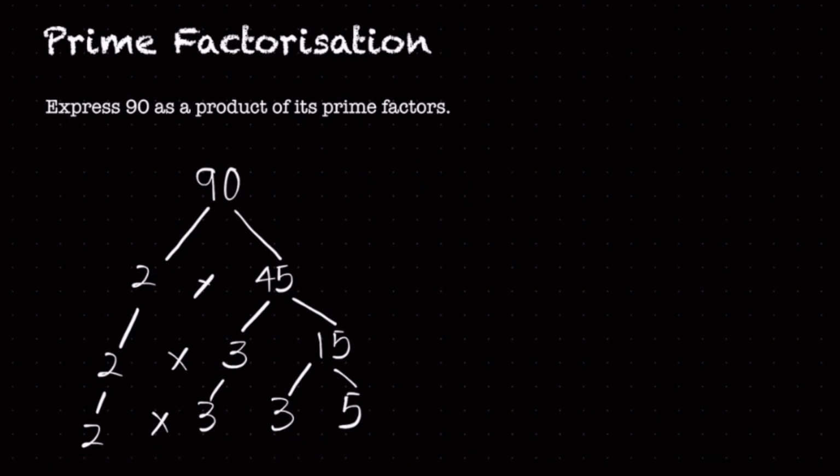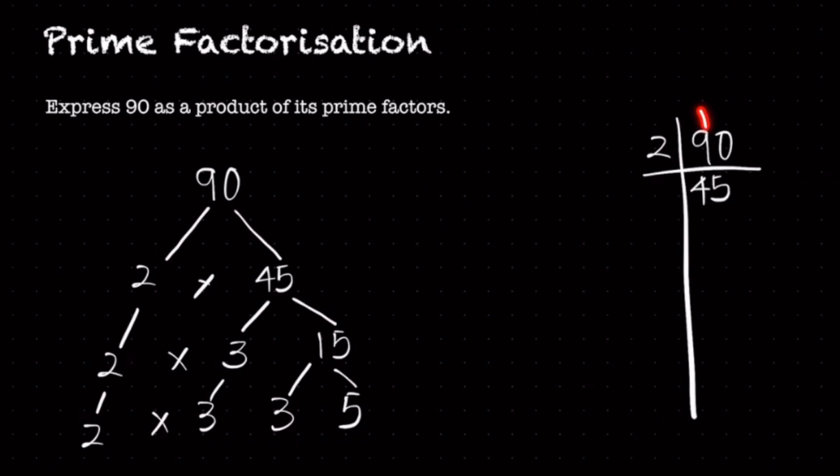I'm going to show you the other way, which is the way I do it. Okay, so we have 90 and we divide it by 2. 90 divided by 2 gives you 45. Let's do 45, so it's 5 and 9. So you divide it by 5, you get 9. And 9 divided by 3, we get 3. And another 3, we get 1. Let's stop when we have 1. So there we have it.